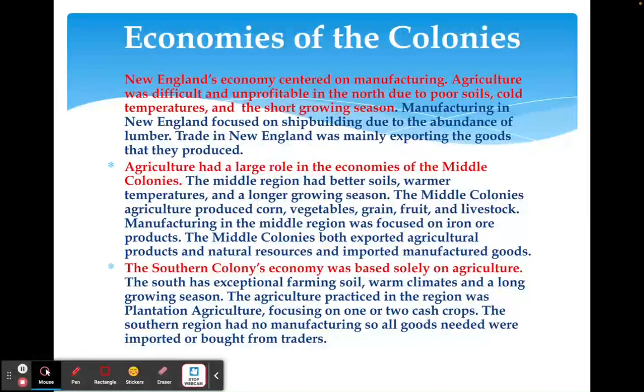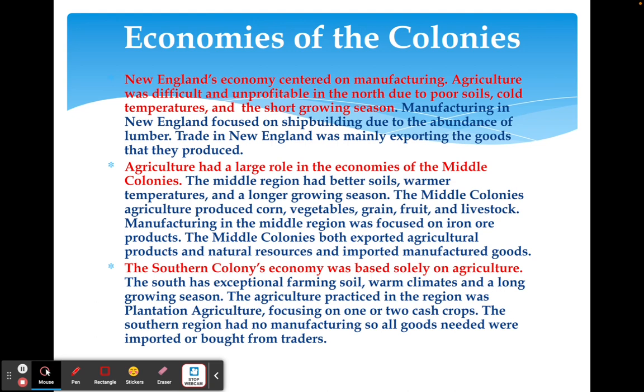As I said, the economies are really important and what I would like you to focus on. So your last guiding question on your guided notes asks about the different economies. So New England, you're going to think ocean, okay? Manufacturing. So trade is very important. Lumber, shipbuilding. So we exported a lot of the things that we produced here in the New England colonies.